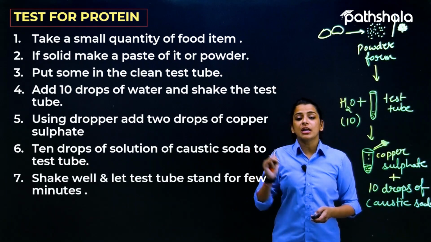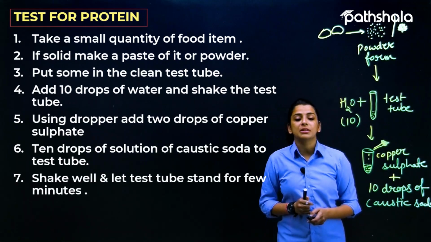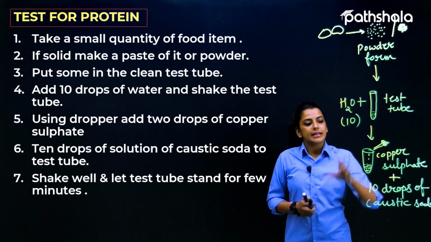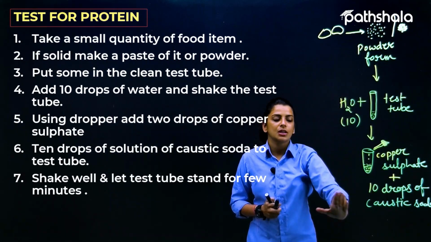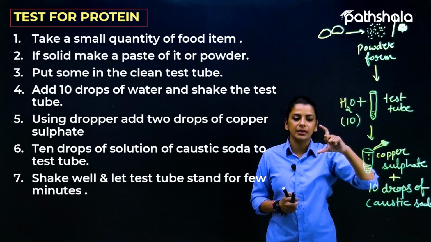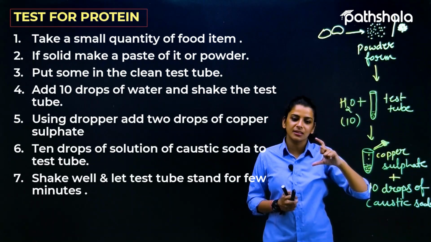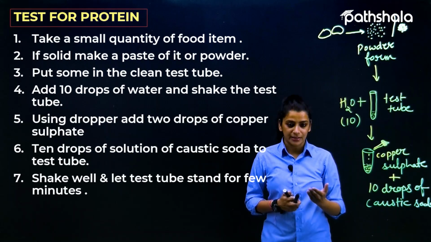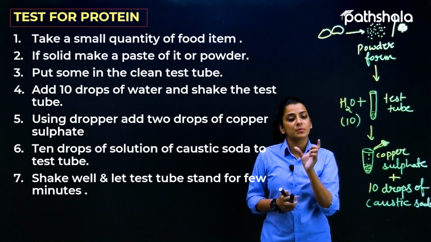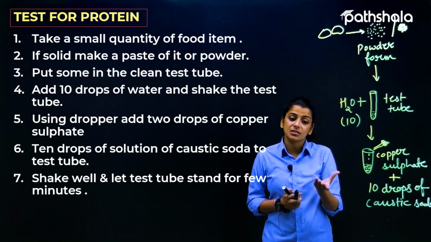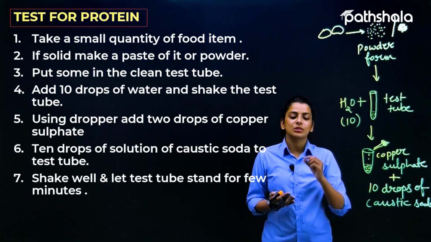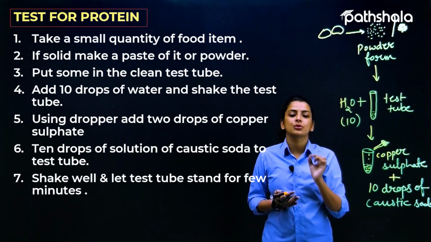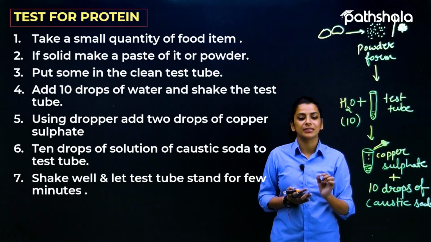Now shake well and let the test tube stand for few minutes. अब आपने क्या करना है? सब कुछ mix करने के बाद, after doing all these steps, you have to let the test tube stand for a while. ठीक है, कुछ देर आपने उसको वैसे ही रखना है so that आपको results आए, right? And you wait for the observation कि आपको if the color changes, and अगर color change हो रहा है तो कौन सा color change हो रहा है, right? So that will only indicate if the protein is present inside that food material or not, right?